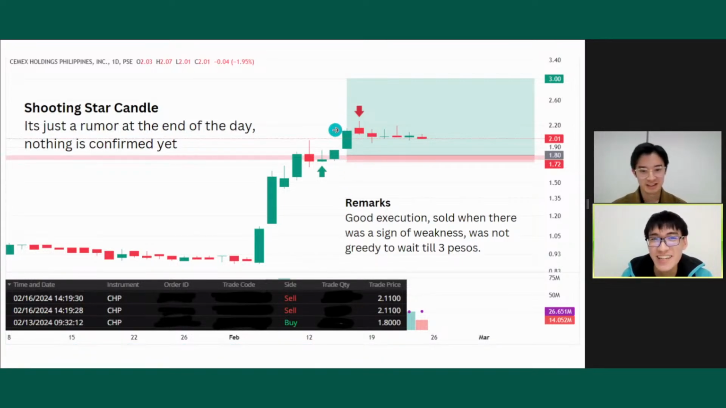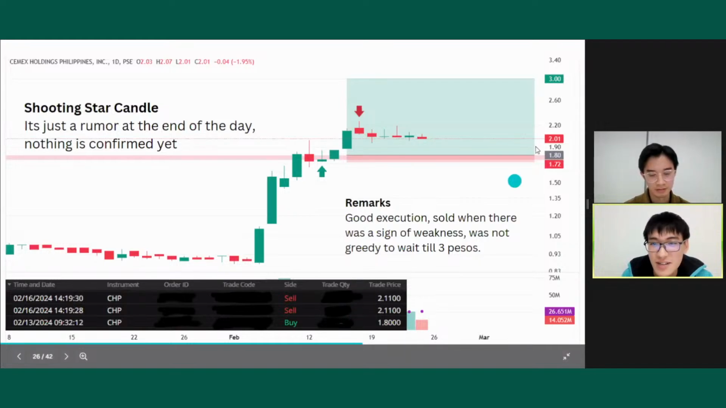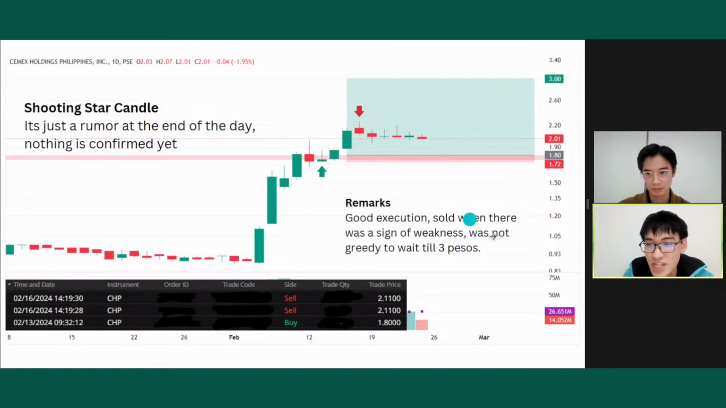So Franco sold na, then I'm like, should I sell na rin? Then when I saw the candle forming talaga, I just sold it na rin. So 2.11. So what's the remark? Good execution. We sold when there was a sign of weakness.